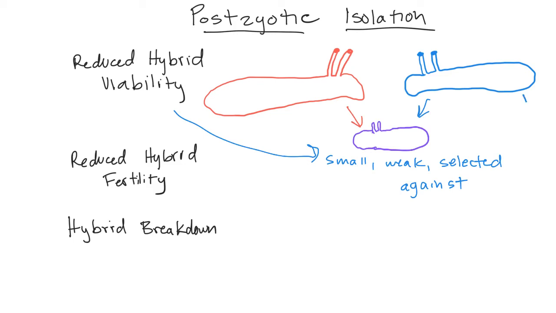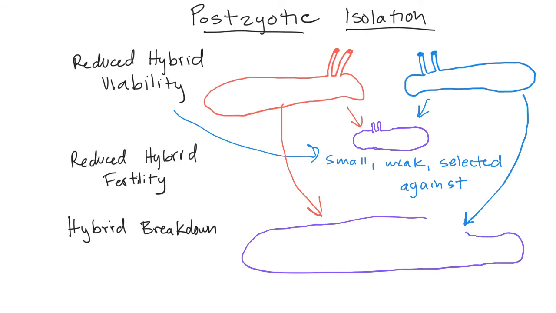Okay. In reduced hybrid fertility, it may produce this actually really big and strong slug. Whoa. Yeah. Okay. This is the Arnold Schwarzenegger of slugs. And it's very fit for the environment. Does very well, but his gonads don't work.